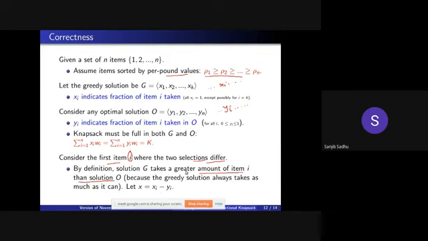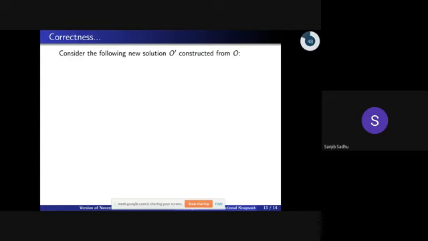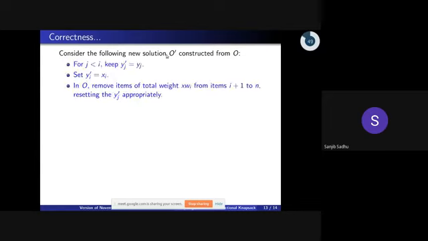We will take a larger amount of item i than solution O. Means our solution G takes a greater amount of i than O. So what is the difference? Let x be the difference, xi minus yi. Now we will show that a new solution O prime can be constructed from O.